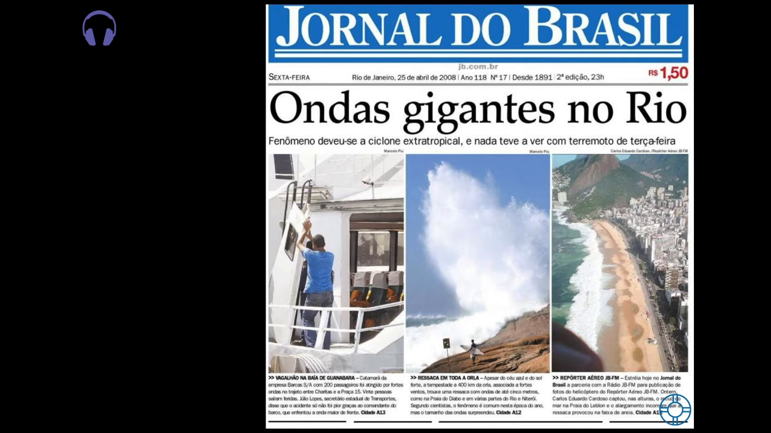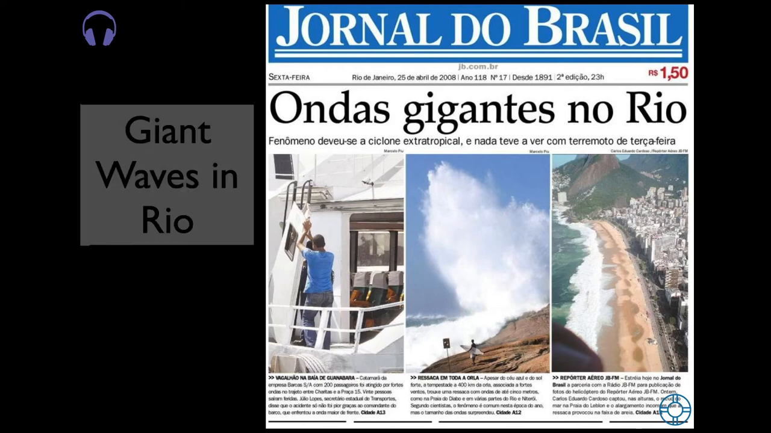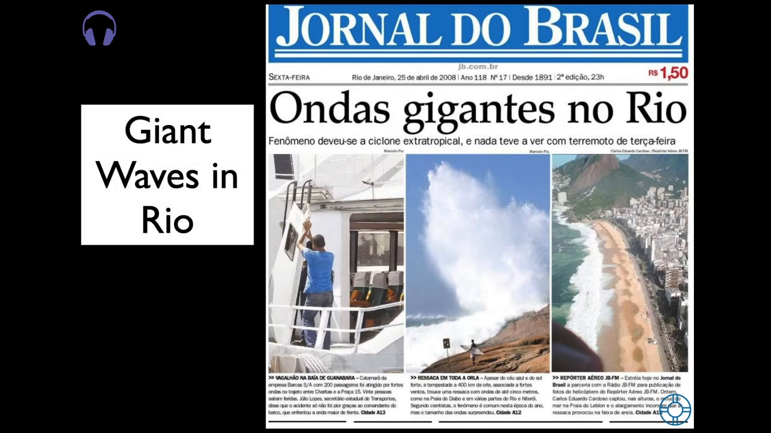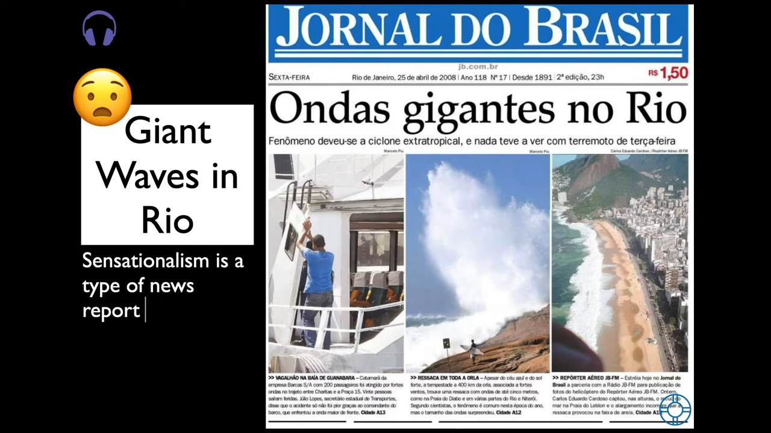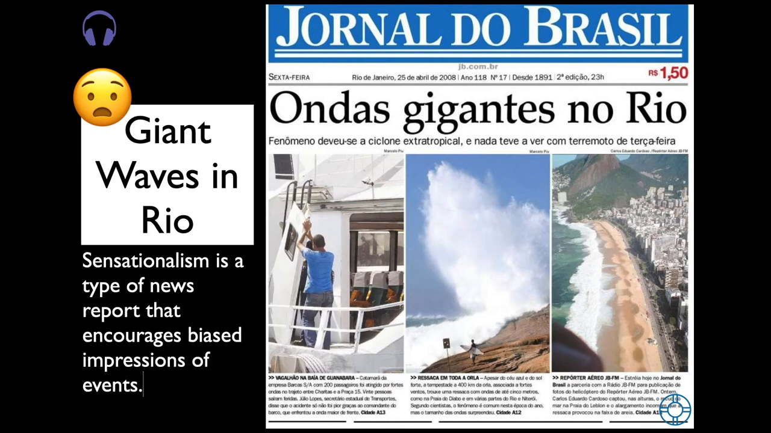In this image, we can see the first page of an old and famous newspaper in Brazil, the Journal of Brazil, and they are saying giant waves in Rio. This is a kind of sensationalism, a type of news report that encourages biased impressions of events, and we definitely don't need them.